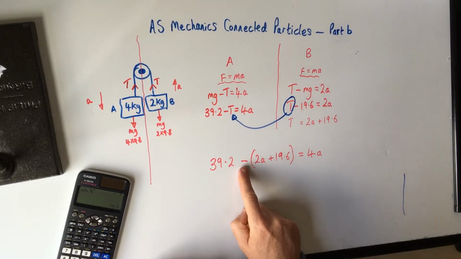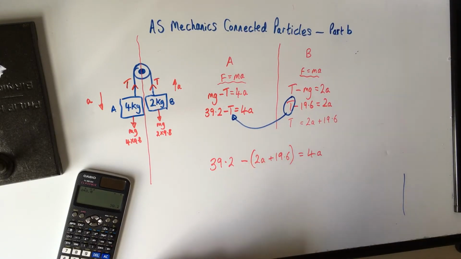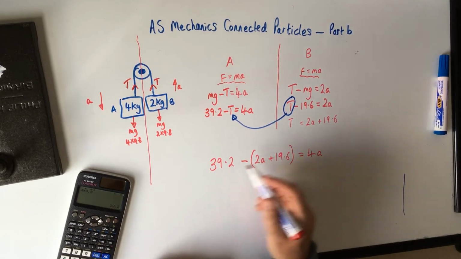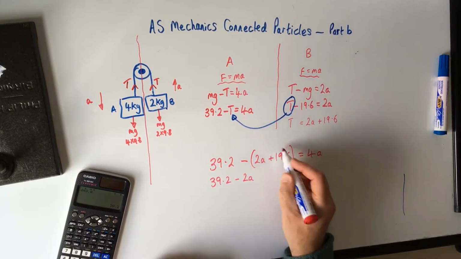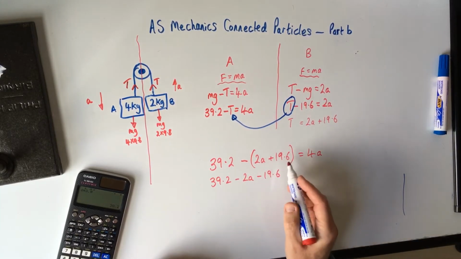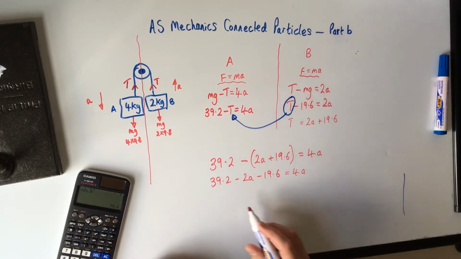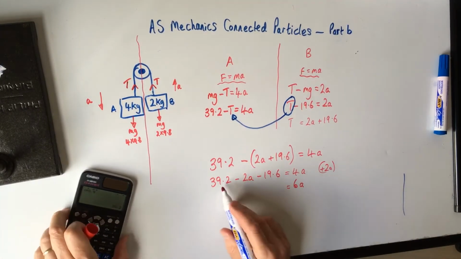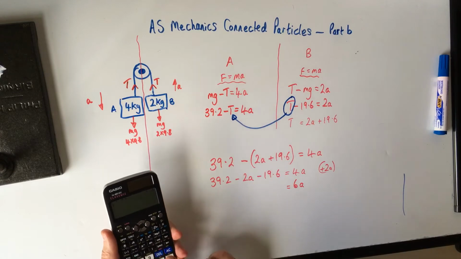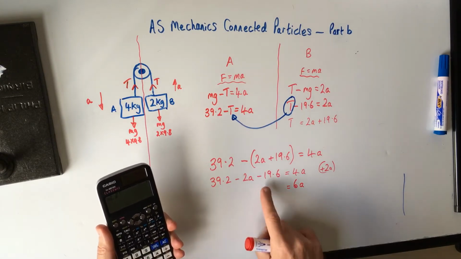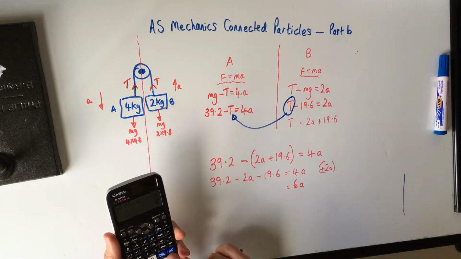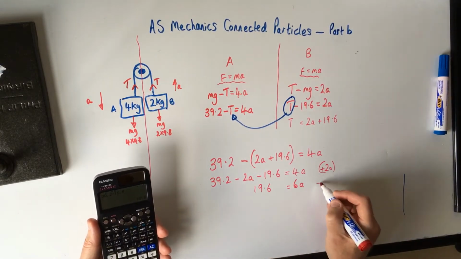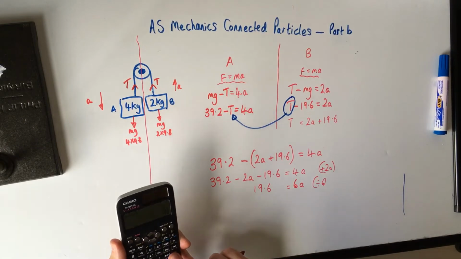Now you've got to be careful. The danger here, isn't it? The inexperienced mathematician would just do 39.2 minus 2a plus 19.6, but it's minus all of that. So it's 39.2 minus 2a minus the 19.6, getting rid of the brackets, minus those two things, is equal to 4a. Adding 2a to both sides gives me 6a. Then that leaves me on this side with the 39.2 minus the 19.6, and that gives me 19.6, and divide that by 6, and that gives me 3.2.